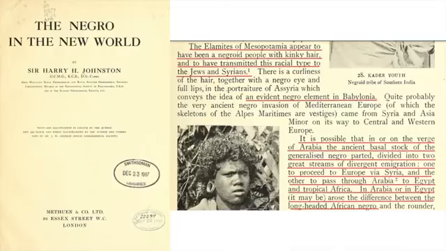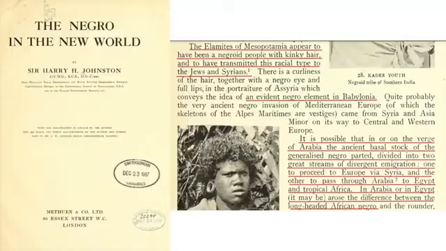And so this is from The Negro in the New World by Sir Harry H. Johnston. He says, "The Elamites of Mesopotamia appear to have been a Negroid people with kinky hair and to have transmitted this racial type to the Jews and Syrians. An evident Negro element is in Babylonia.